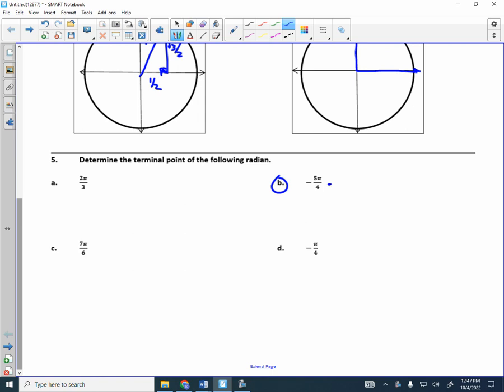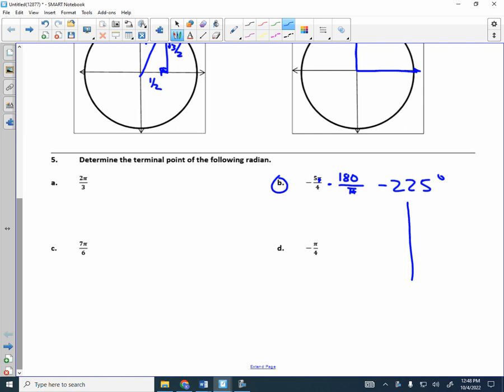I'll show you how you make that computation in case you don't know. In order to convert from radians to degrees, we multiply by 180 and divide by pi. Notice what happens: the pi's cancel, and 180 divided by 4 is 45. So it's 5 of those 45-degree angles, which is 225 degrees. So you have negative 225.